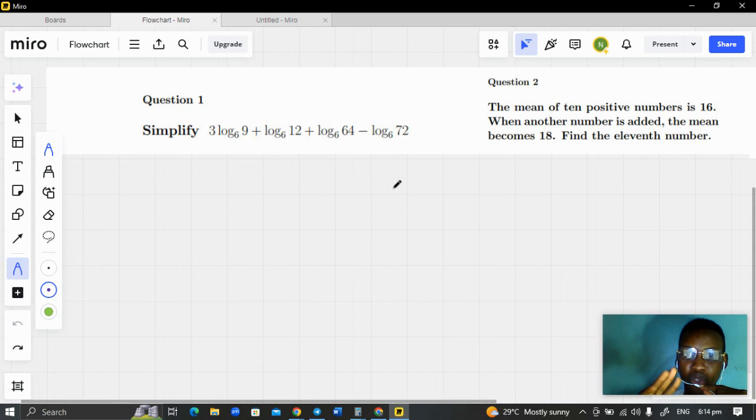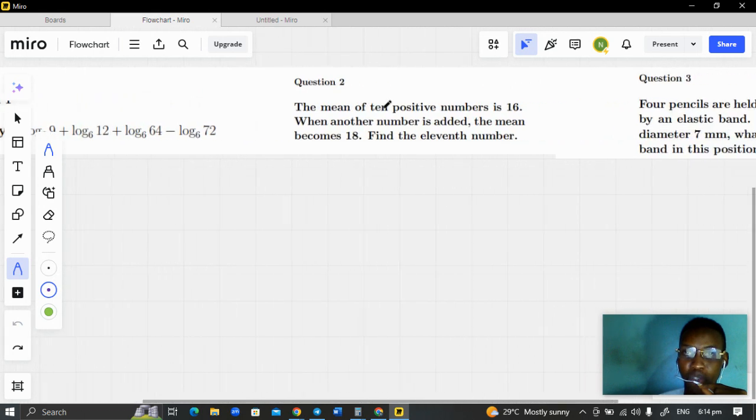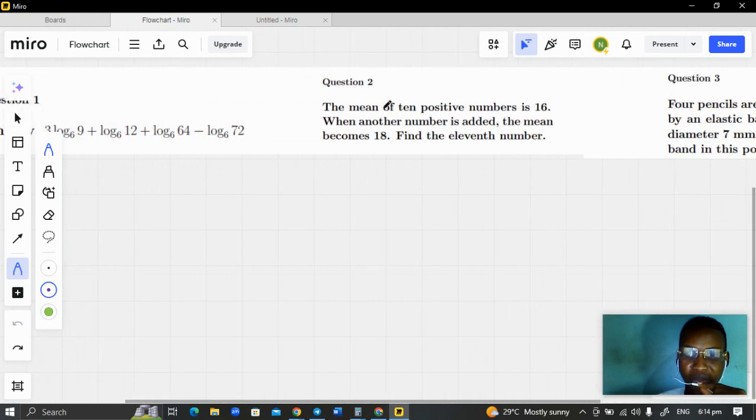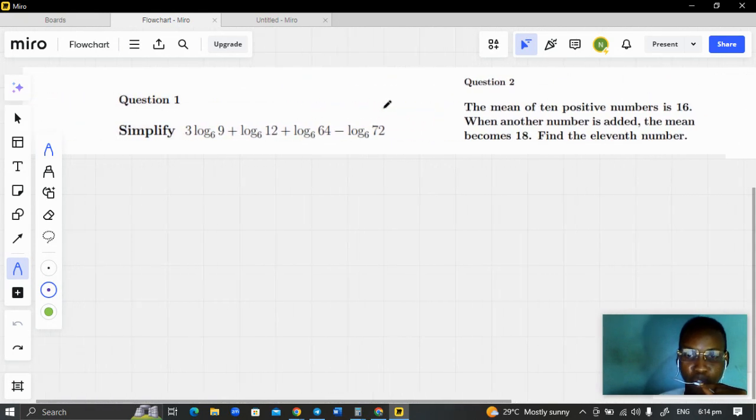So first and foremost, we have three math problems to solve, which are based on logarithmic simplification. As you can see, we have question number one on the screen, and we also have another math problem based on mean calculation. That's question number two. As for the third problem, it is slightly based on geometry. I will try my best to break down the solutions to all these three math problems.